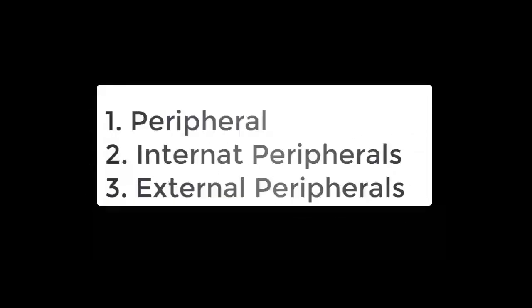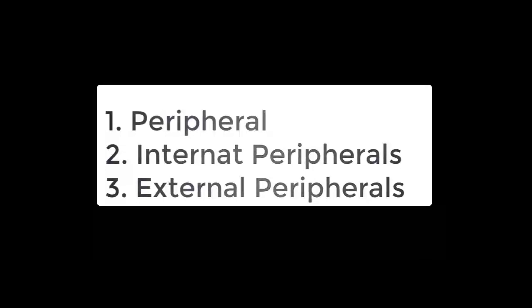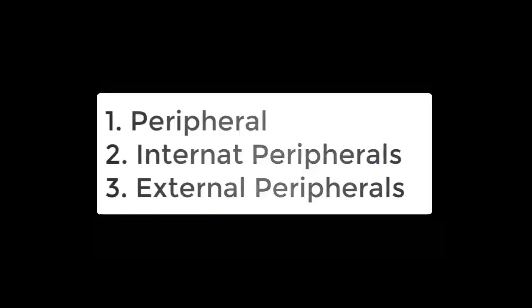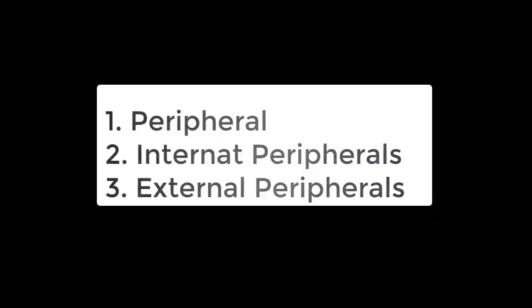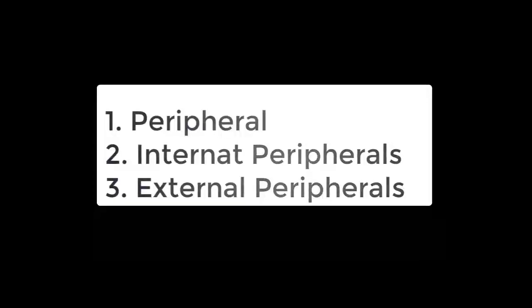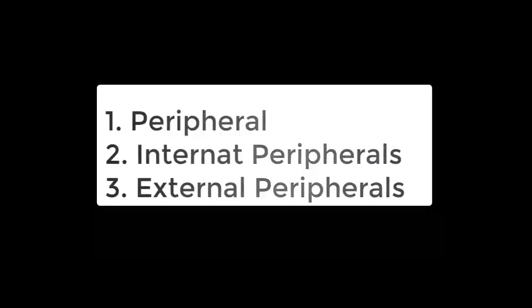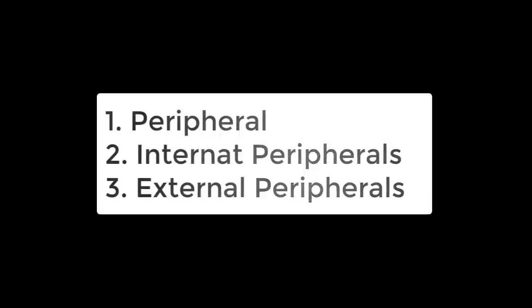Okay, so what I need from you is grab a piece of paper and a pencil and write down number 1. Peripheral devices. Give me the definition of peripheral devices and write it down. Number 2. Name as much as you can of internal peripheral devices. Number 3. Name as much as you can from external peripheral devices. That is it. Take a picture and send it to me.